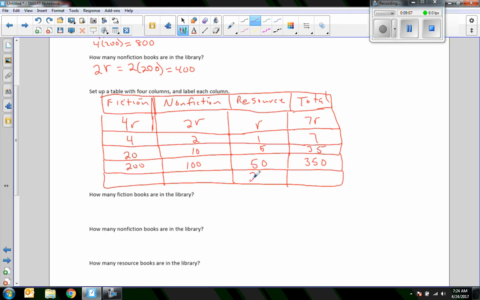So if we had 200 resource books here, nonfiction would be 2 times that, 200, or 400. 4 times 200 would be 800. And 800 plus 400 is 1,200. Plus 200 is 1,400 books.